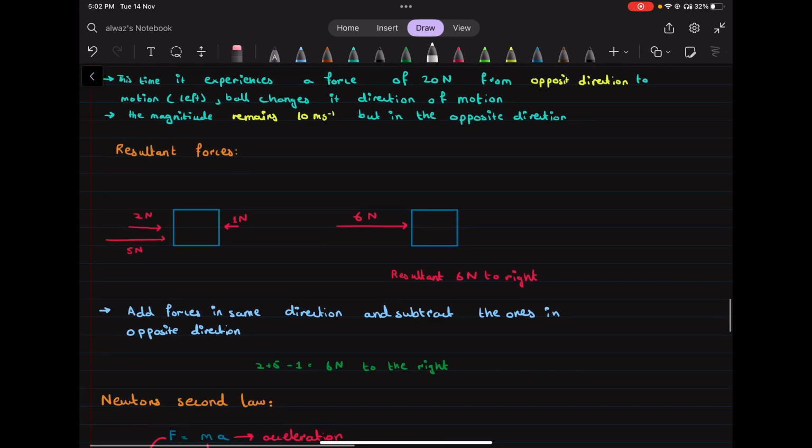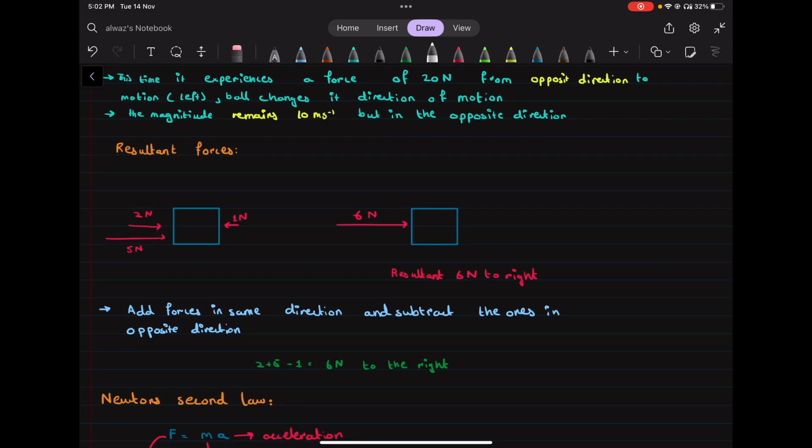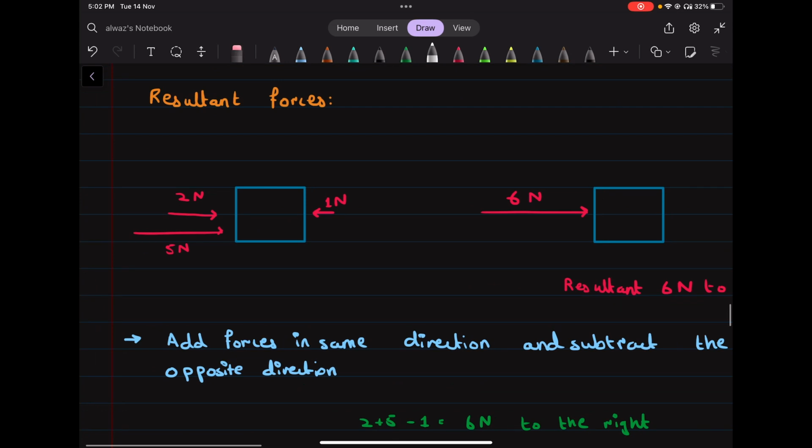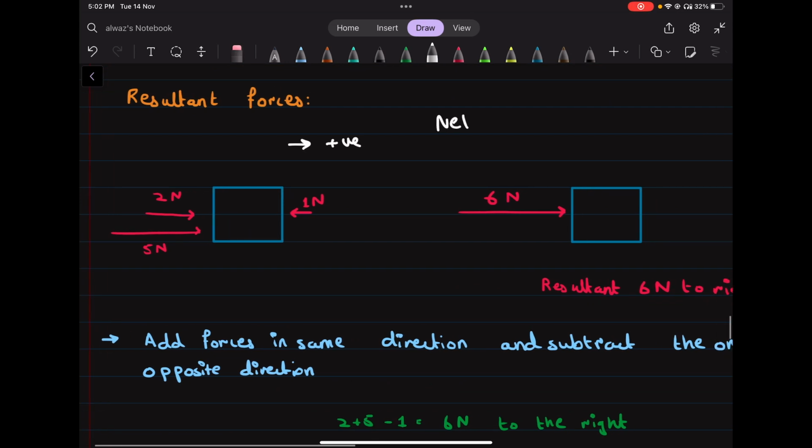So now we're going to talk about resultant forces. So this box here has three forces acting on it. There are two forces from the left and one force on the right. So let's do this one. We take right side as positive. If we take right side as positive, we can calculate the net force.